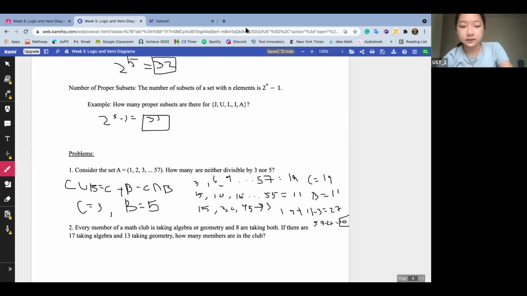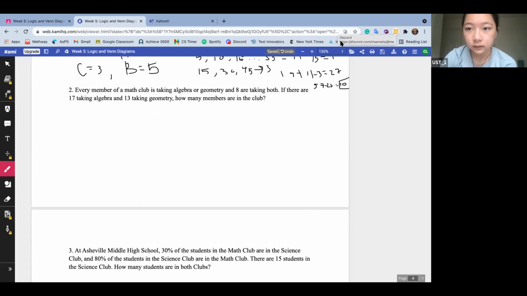Okay, so we're going to move on to the next question. Every member of a math club is taking algebra or geometry, and 8 are taking both. If there are 17 taking algebra and 13 taking geometry, how many members are in the club?